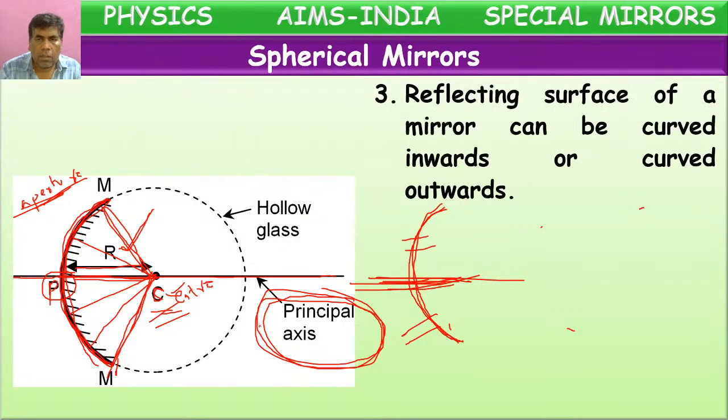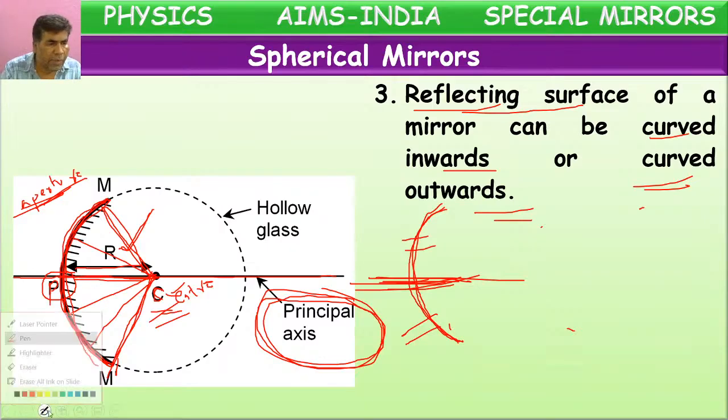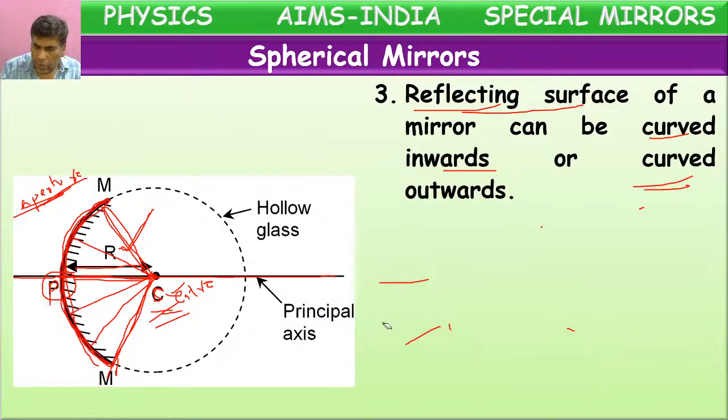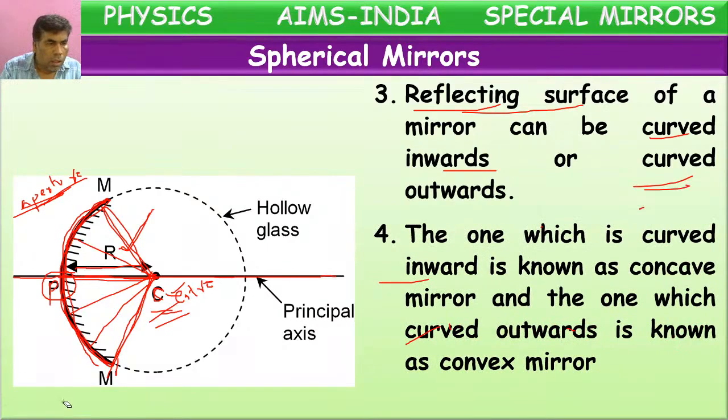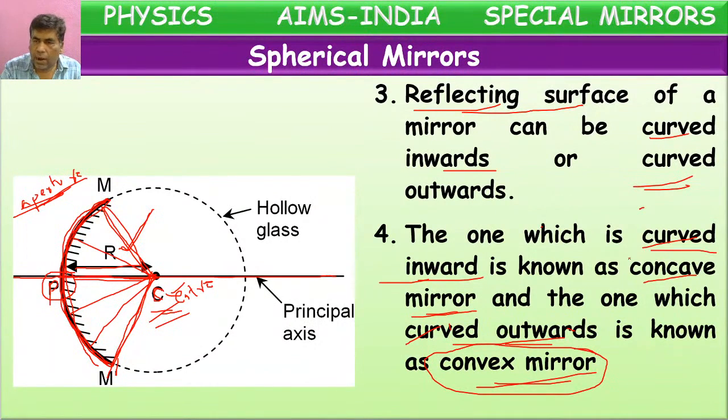Here, children, this reflecting surface may be curved inwards or it may be curved outwards. If it is curved inwards, then it is called a concave mirror. If it is curved outwards, then it is called a convex mirror. Like this, we have two types of spherical mirrors: concave mirror and convex mirror.